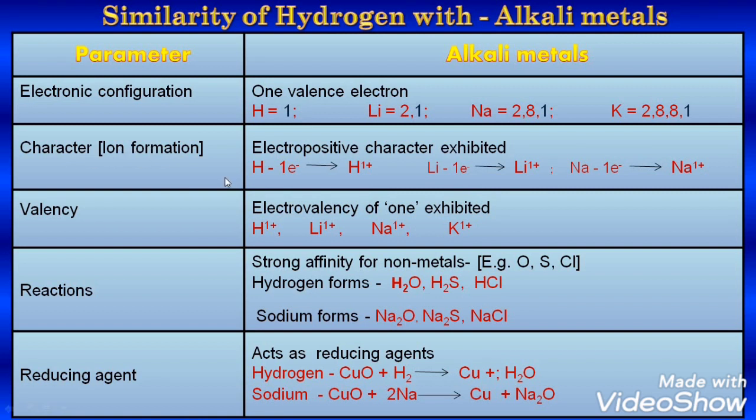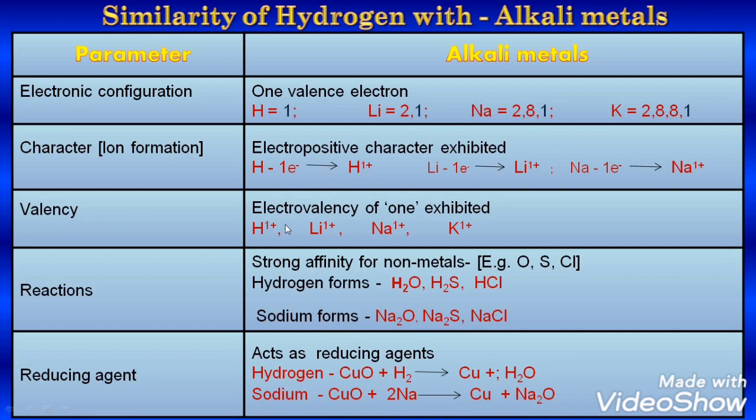And then with respect to ion formation, hydrogen forms an electropositive ion, and this electropositive nature of hydrogen is similar to that of alkali metals like lithium and sodium. Lithium loses one electron to become electropositive Li1+. Sodium also loses one electron to become electropositive Na1+. So hydrogen is also losing one electron to become H1+. So it is similar to the alkali metals in having electropositive character.